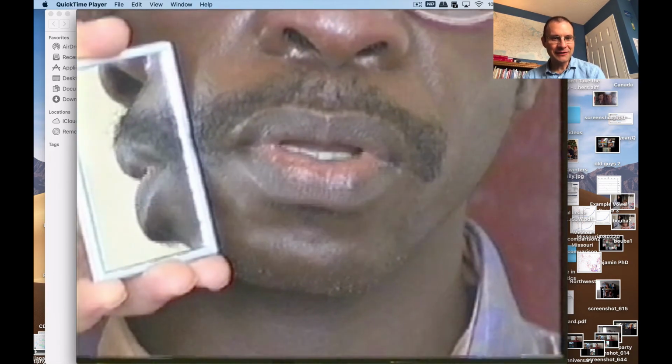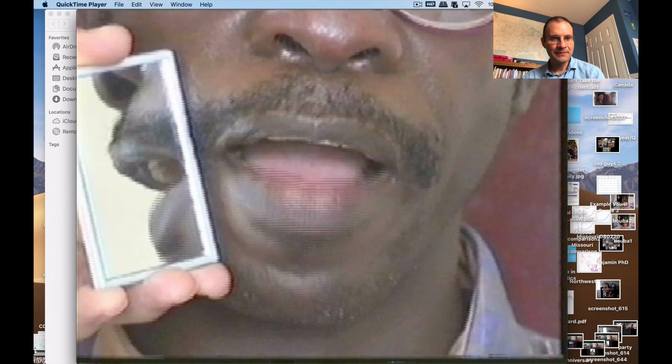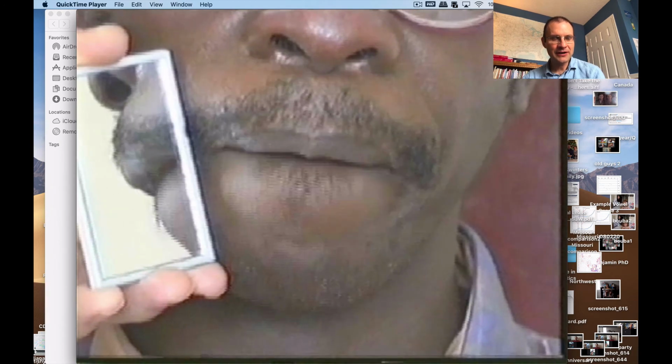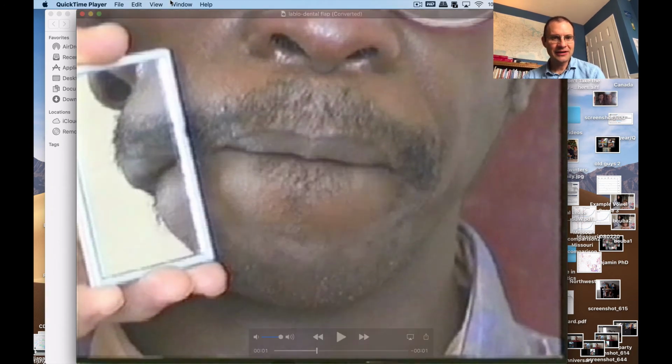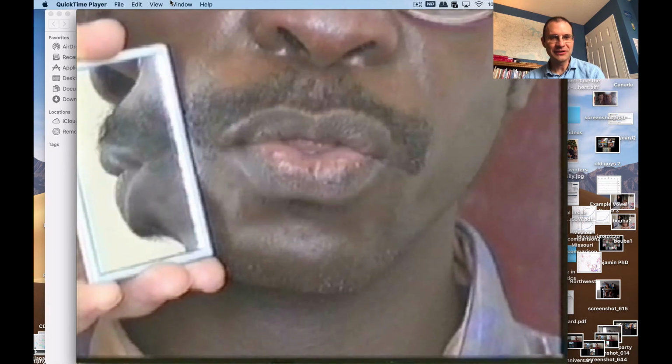Yeah, so like I said, it goes by fast. I'll slow it down the second time. And he curls his lower lip back. You can see it going under the teeth, and then boom, there it goes. That's a labiodental flap.